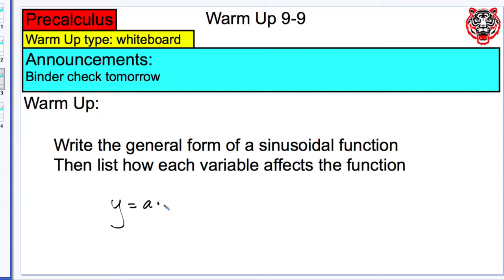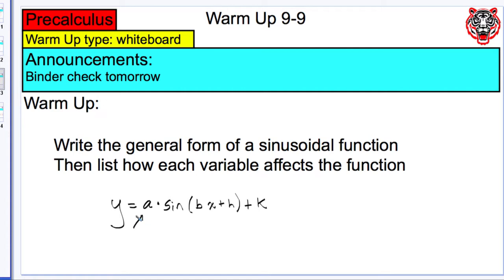Alright, so you've unpaused the video now. So it's going to be a times, and it doesn't matter if you write cosine or sine here. I just usually write sine. If you wrote cosine, that's fine. Cosine or sine of bx plus h, and that is going to be plus k. So those are the normal variables that we use. Again, any letter will really work here, and the important part is whether you know what they do.